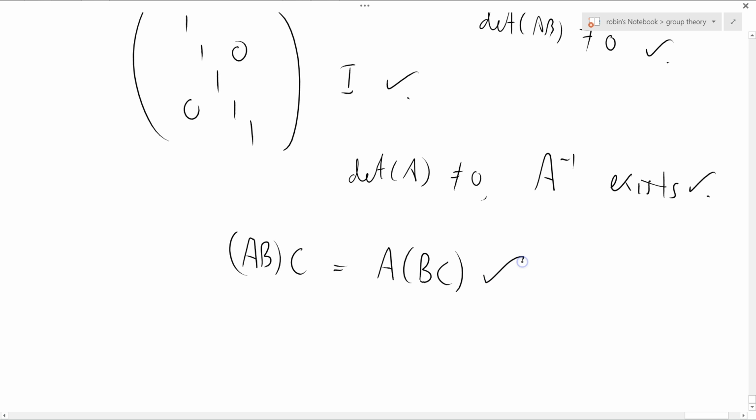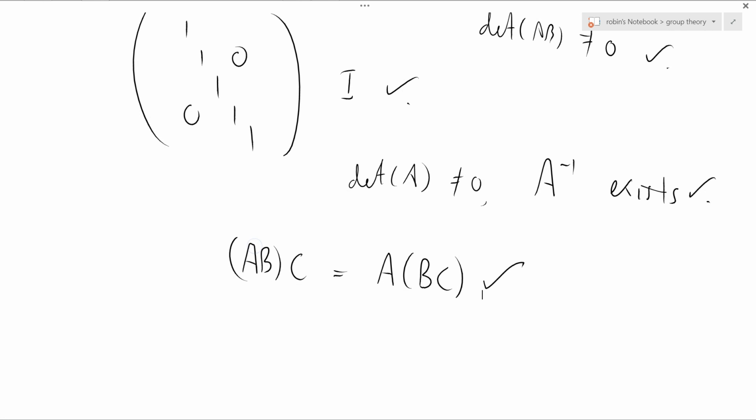So matrix multiplication of n by n real matrices with non-zero determinant is a group, and I'll return to this example quite frequently in the course. Okay, stop there.